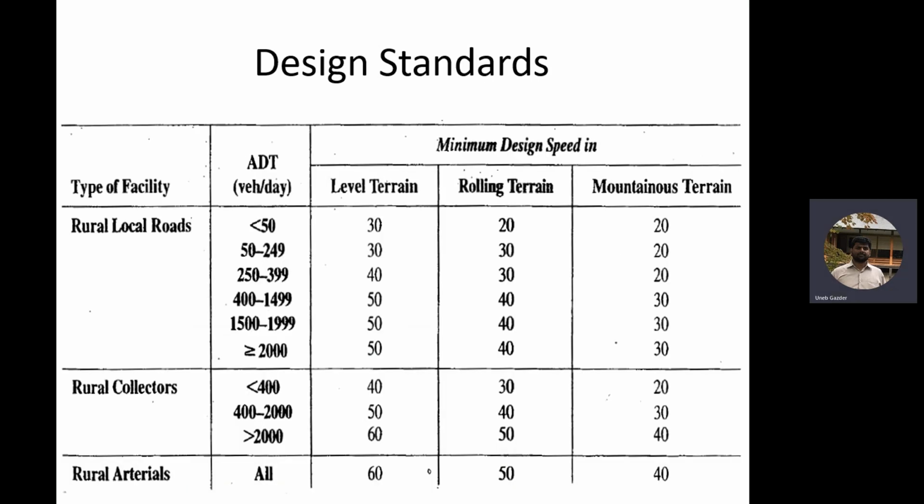The other design standards, you cannot see the last one, that is for rural arterial. You can see how much volume they are supposed to carry and how much speed you can give on the basis of volume and terrain. So when you are designing it for higher volume, the speed is higher. Now remember, this is the design speed. Design speed will be higher.